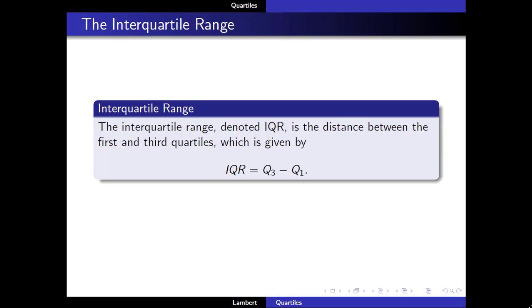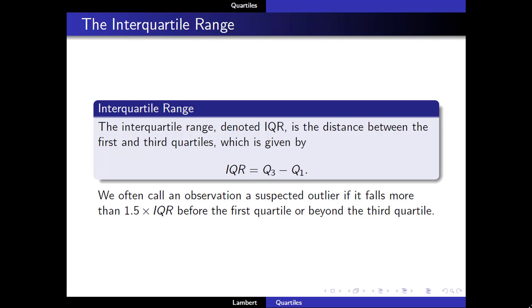The way we do this is we start by calculating an interquartile range, and that's just taking the third quartile and subtracting off the first quartile. Then we look for outliers by multiplying that value by 1.5, and that gives us an idea for suspected outliers if we go 1.5 times that interquartile range before the first quartile or beyond the third quartile. So let's see this in action.